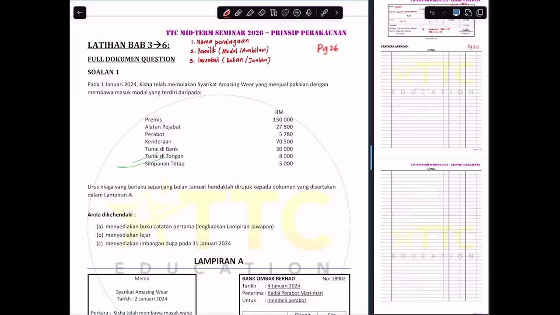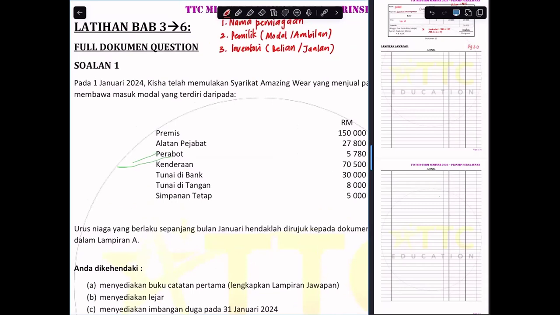Okay. And let's go through the sentence here. On 1st January 2024, Kisha is our boss. So later when you see Kisha, it should be our boss already. The high chance is maybe it will be modal or ambilan. Okay. Telah memulakan. Memulakan means start a new business. If it is a new business, any baki? No. If no baki, that means nothing in the company yet.